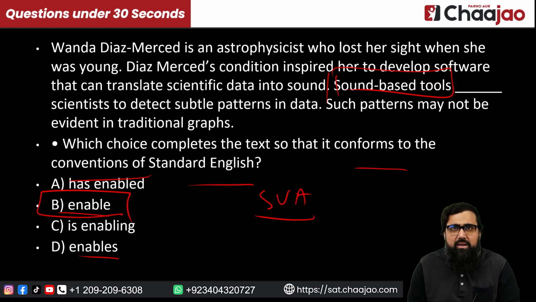My next pick is the transition question, right? Transition questions are the ones where you have to show the relationship between two sentences, and you can easily solve these questions under 30 seconds as well. So let's look at a transition question.